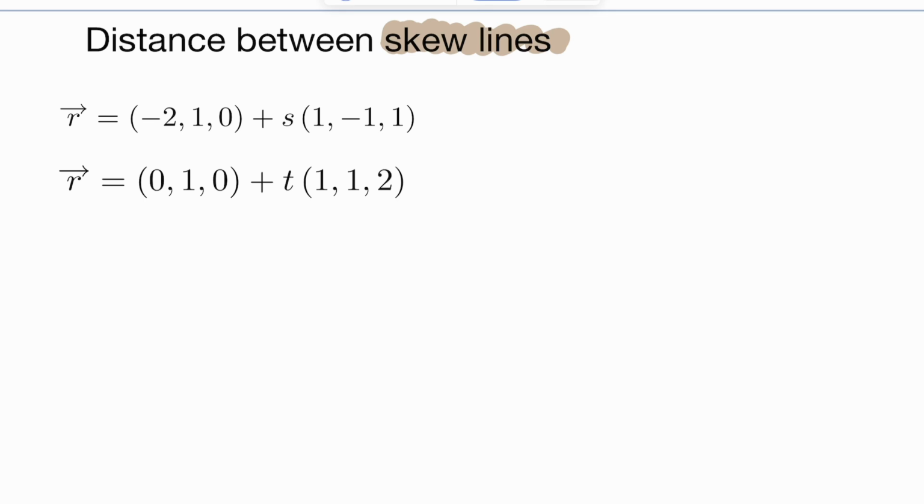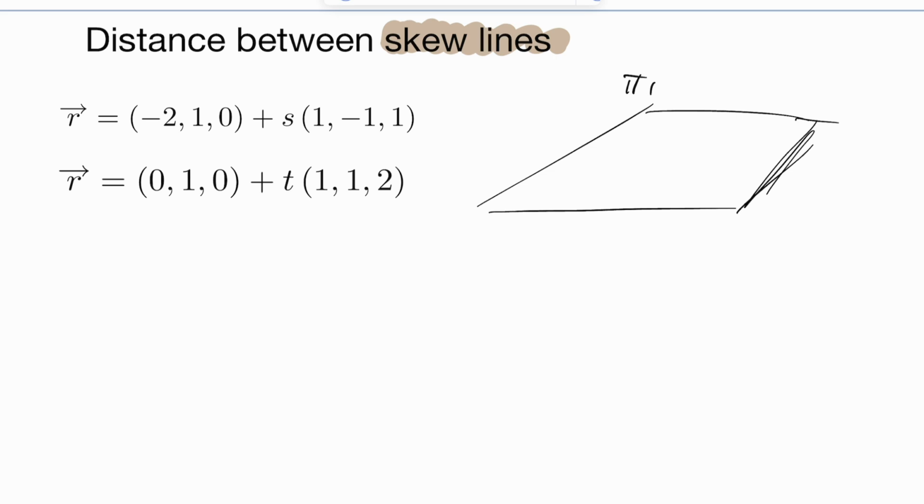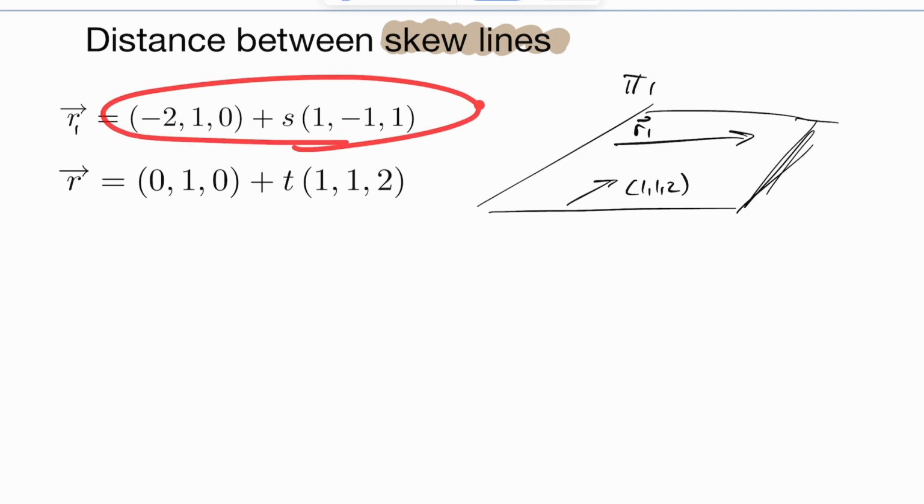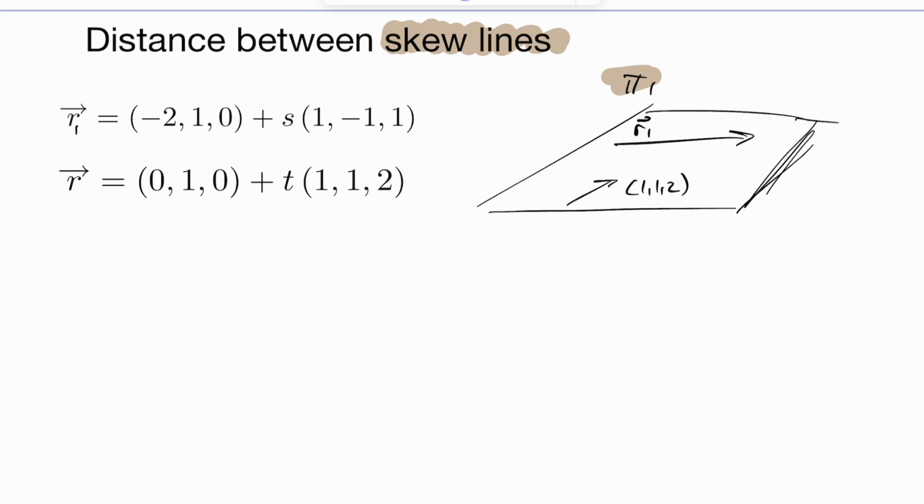The strategy is that I'm going to create a plane, call it plane 1, and plane 1 is going to consist of my vector, let's call this R1, plus the direction vector 1, 1, 2. So I'm going to grab a vector on my line, and then the direction vector from the other line, and put it on that plane. I'm going to create a plane called plane 1. Then I'm going to do the exact same thing with plane 2.